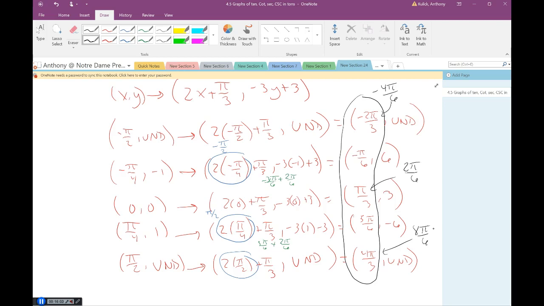Everybody okay with that reasoning there? And again, the only reason I'm doing that is just so it's easy for me to count on my graph on where to put things. Yes, Megan?